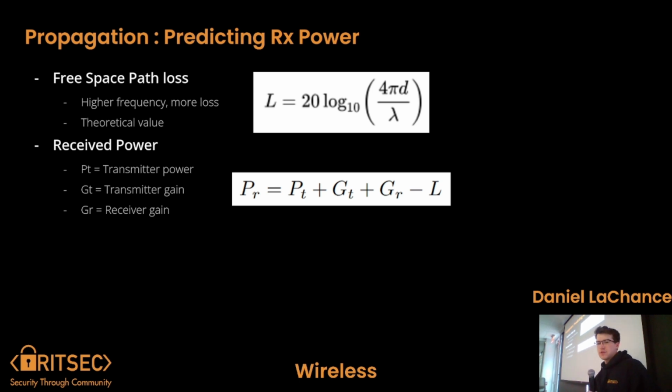Okay, so you can predict how much power your receiver is going to receive the signal at by the free space path loss function and the receive power function. Basically it's just math. Just input your stuff into that equation, like how far you are from it, what the wavelength is, and then how much power and what the gain of your receiver and transmitter is.